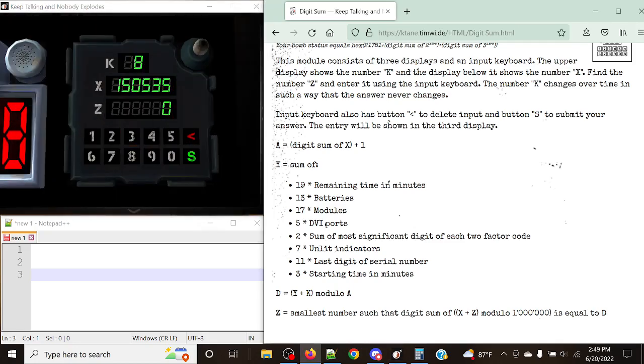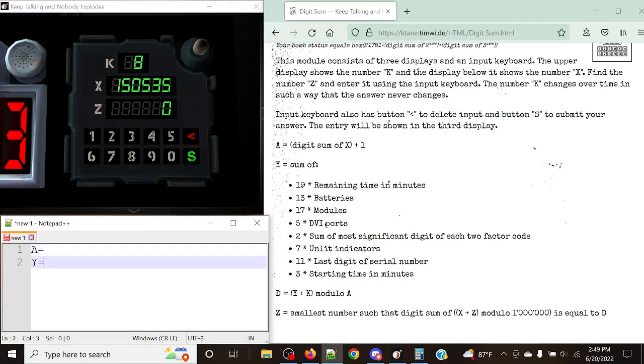Okay. So now, we don't necessarily need to determine the digits of all of these. We can simplify this and make our life easier. We don't even have to really worry about why. But just for the sake of the tutorial, I'm going to write this stuff down. A equals, Y equals, D equals, and let's figure out what that equals.